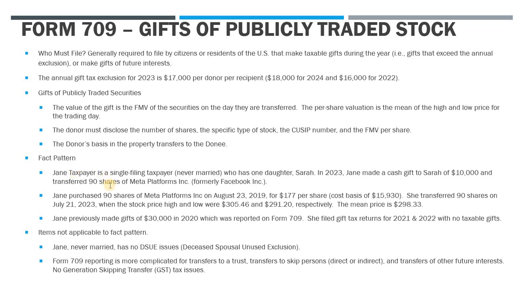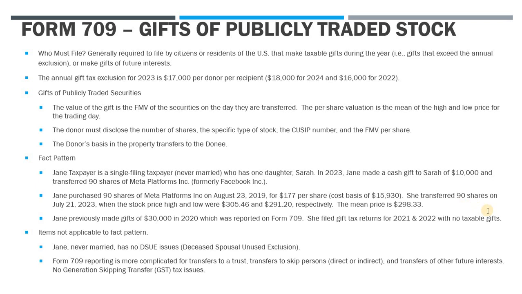All right, so let's have a look at the fact pattern. Jane Taxpayer is a single filing taxpayer, not married, and she has one daughter, Sarah. In 2023, Jane made a cash gift to Sarah of $10K, and then she also transferred 90 shares of Meta stock, Meta formerly being Facebook Inc. Jane purchased those 90 shares on August 23rd, 2019 for $177 a share. So her all-in cost basis was $15,930.